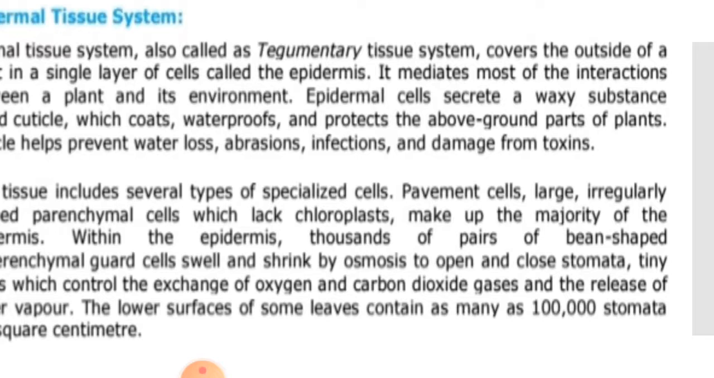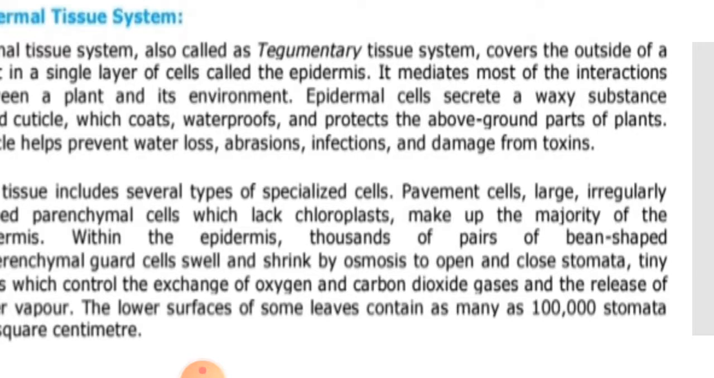Epidermal tissue includes several types of specialized cells. Large irregular parenchyma cells, in which chloroplast is usually absent, make up the majority of the epidermis. Within the epidermis, thousands of pairs of bean-shaped parenchyma guard cells swell and shrink by osmosis to open and close stomata, tiny pores which control the exchange of oxygen and carbon dioxide gas and the release of water vapor. The lower surface of some leaves contains as many as 1 lakh stomata per square centimeter.